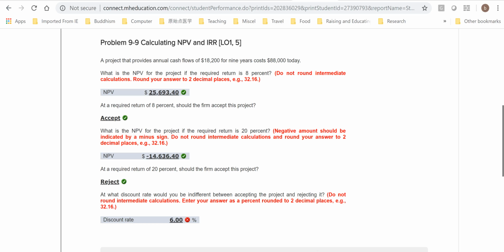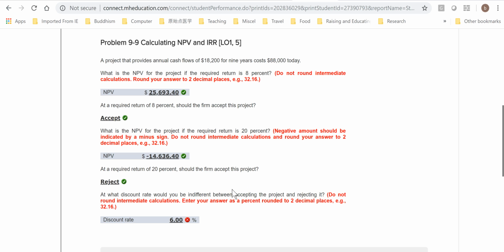I'm going to use this question as an example to show you how to use Excel to solve for IRR. A project that provides annual cash flows of $18,200 for 9 years costs $88,000 today. The first several parts are easy to get. Just the final part: at what discount rate would you be indifferent between accepting the project and rejecting it?